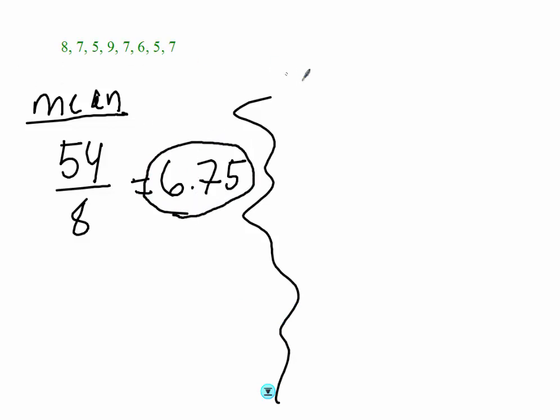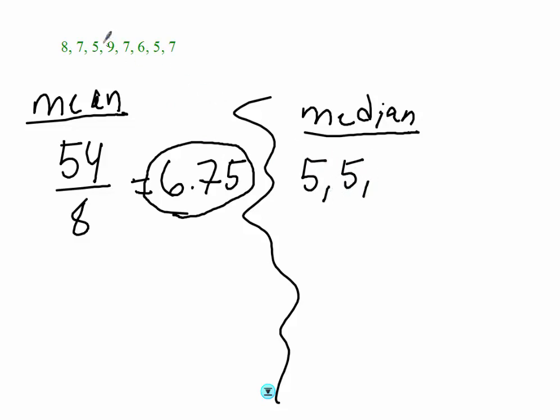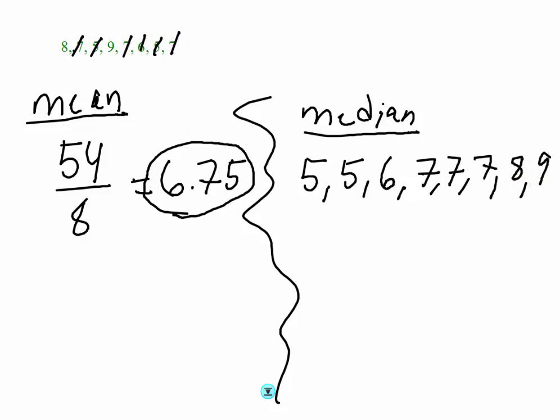The next thing we have to do for the median is write them in chronological order. So the first number is a 5, then another 5, so I'll cross them out. Then we have a 6, then we have a 7, 7, 7. All right, then we have an 8, and we have a 9. All right, so let's count off our median.